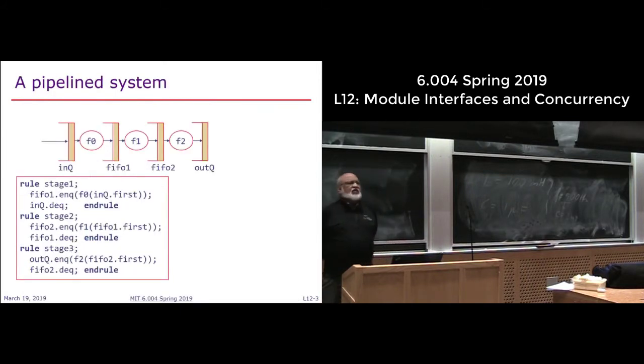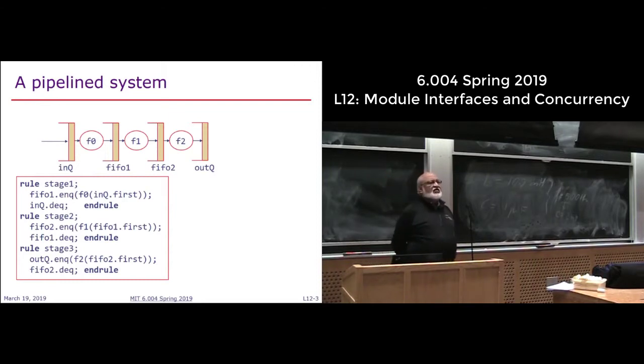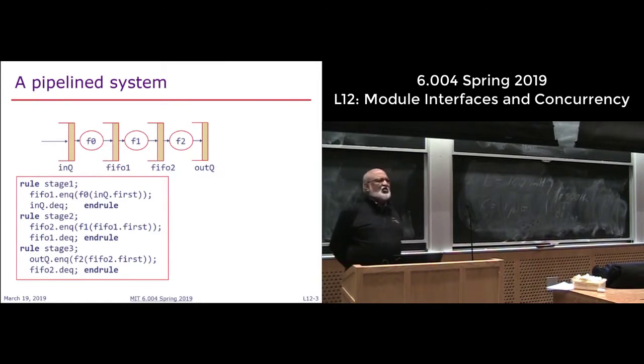Okay, so in this pipeline system, which is the second one I showed you, if I had to write a Bluespec program for it, it's pretty trivial. What does this code show? What is the first rule? A rule for stage 1. It picks things from the input queue, transforms it by F1 and puts it in FIFO1. What is the second rule, the stage 2 rule? It picks things up from FIFO1, transforms it by F2 and puts it in FIFO2. And similarly for the last stage.